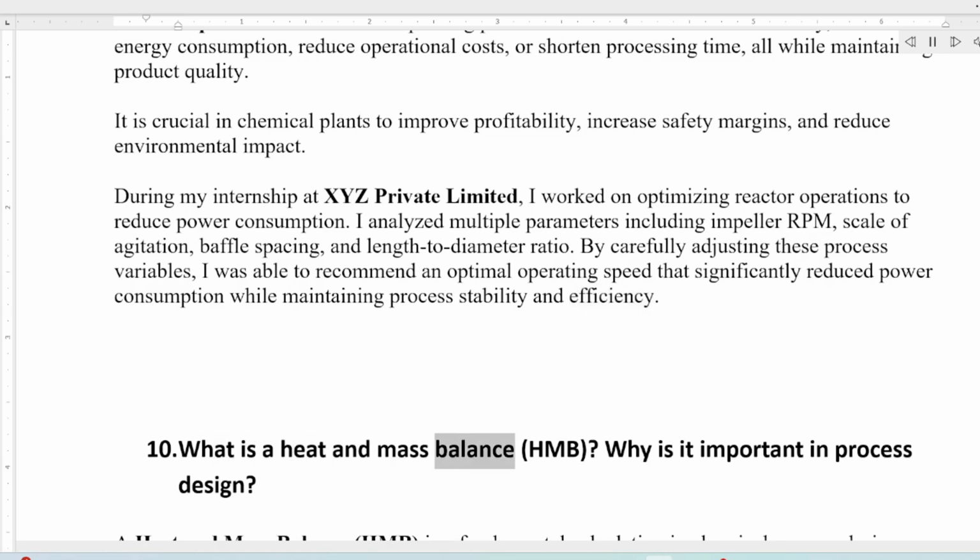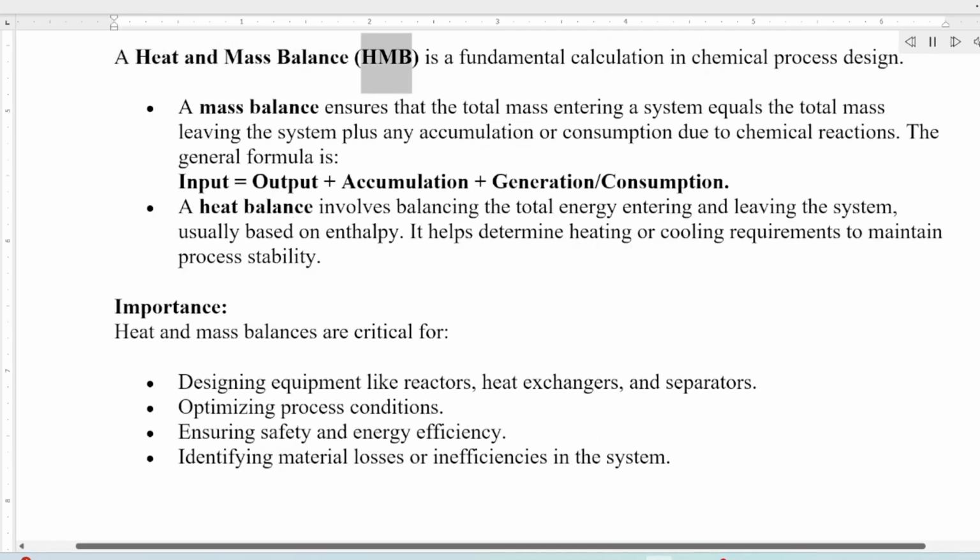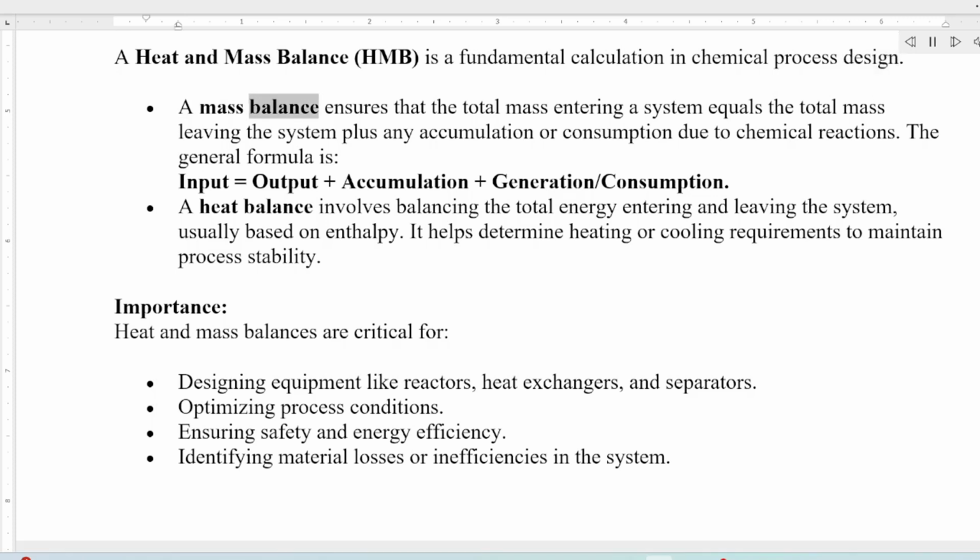What is a heat and mass balance, HMB? Why is it important in process design? A heat and mass balance, HMB, is a fundamental calculation in chemical process design. A mass balance ensures that the total mass entering a system equals the total mass leaving the system plus any accumulation or consumption due to chemical reactions. The general formula is input equals output plus accumulation plus generation/consumption.